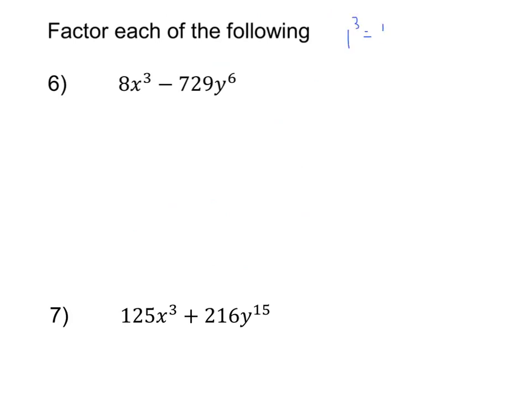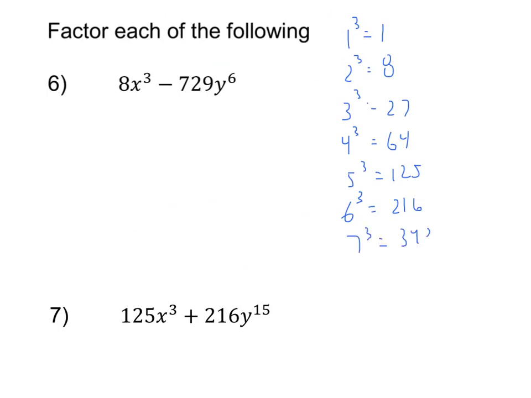1 cubed, 1 times 1 times 1, that's 1. 2 cubed, what's that? That's 2 times 2 times 2, that's 8. 3 cubed, that's 27. 4 cubed, 4 times 4 times 4, that's 64. 5 cubed, 5 times 5 times 5 is 125, right? 6 cubed, 6 times 6 times 6, that's 216. 7 cubed, 7 times 7 times 7 is 343. 8 cubed is 512. 9 cubed is 729.